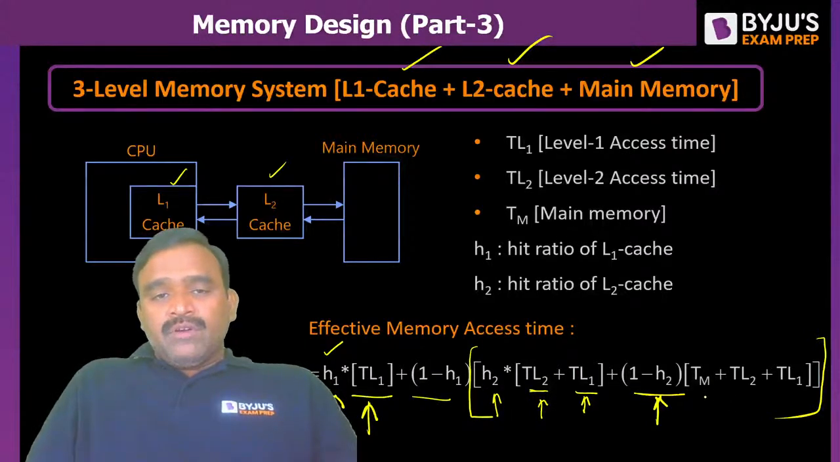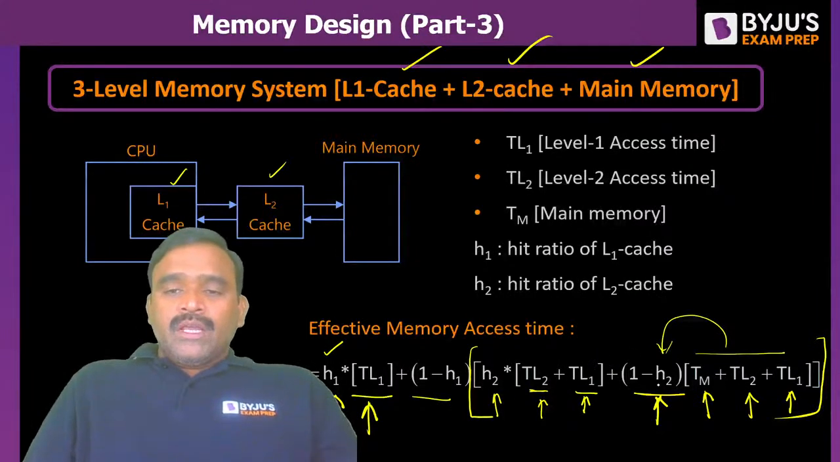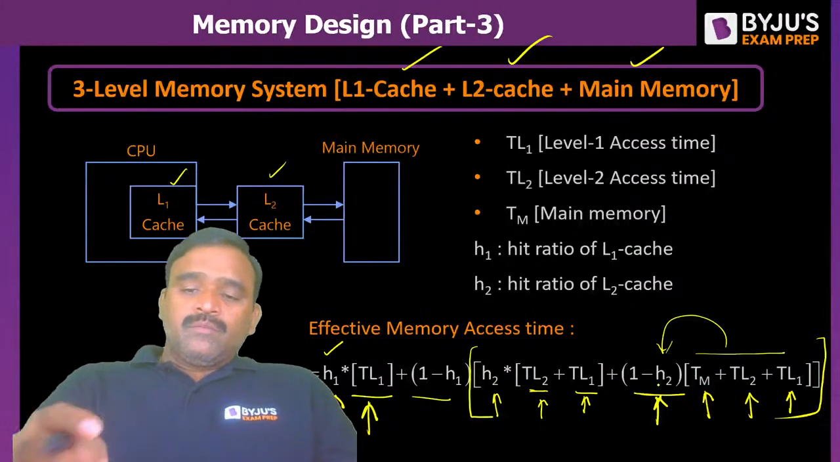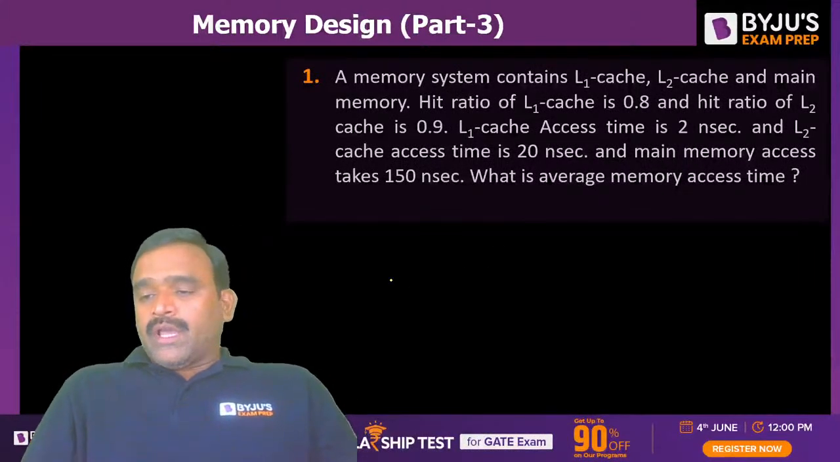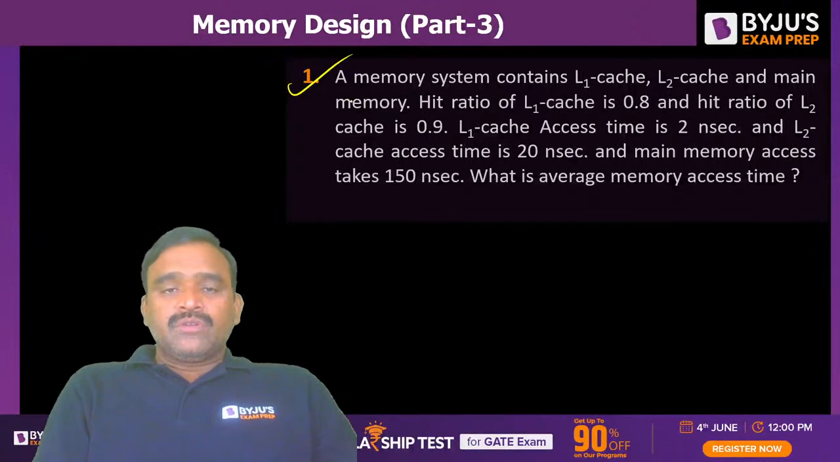When there is a miss in the level 2 cache, we have to go for main memory. So that is TM, main memory access time, plus level 2 access time plus level 1 access time. So these three are added. This is for a miss in the level 2 cache. Okay, so like that we can go. If I tell you an example, you will understand here. So this is that example. The calculation part you can do. I will show you how exactly the values can be considered.